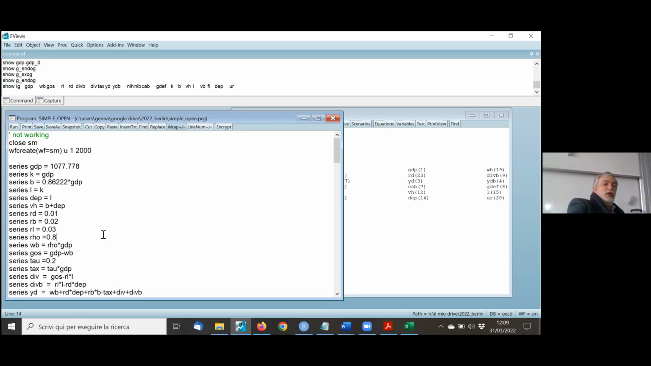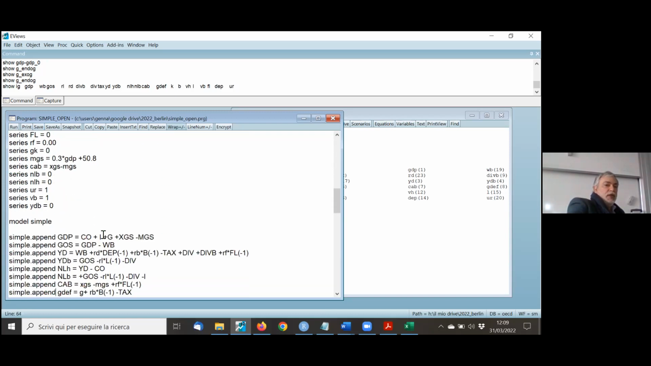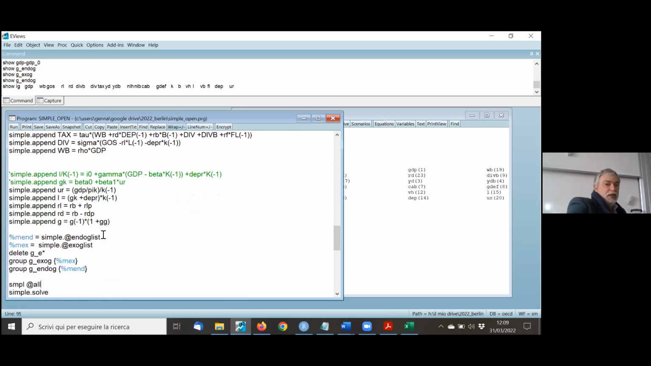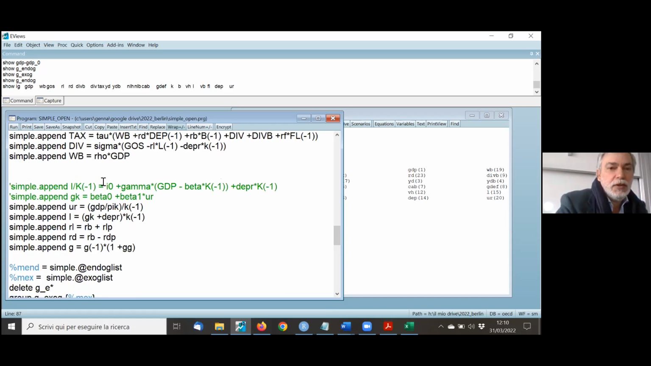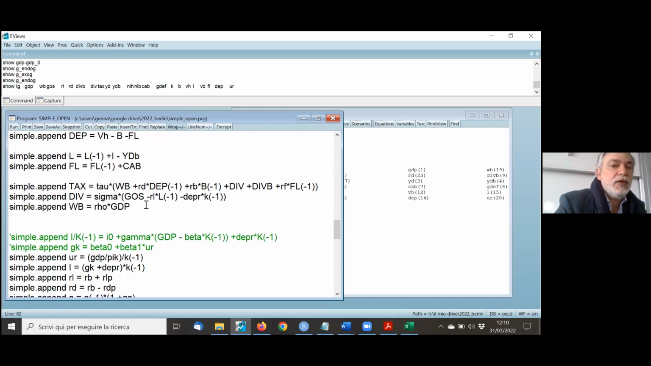So, Eka, just to bring you into the conversation, we were using an investment function, which is basically, it's not here, it's GK. Oh, well, yes, it's this equation here.